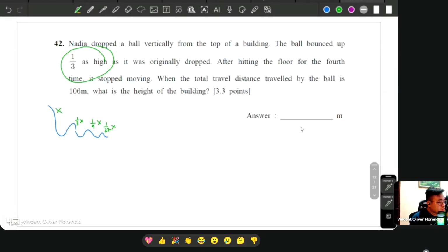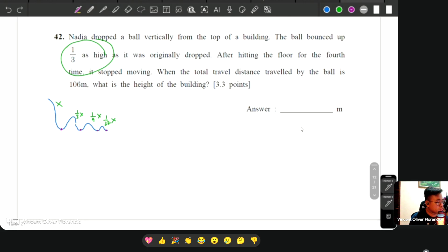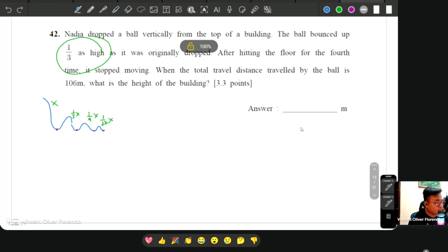It says there that after hitting the floor for the fourth time, it stopped moving already. 1, first hit on the floor. 2, 3, and 4. So we stop here already. Now, the total distance traveled is 160. By the way, analyze this.